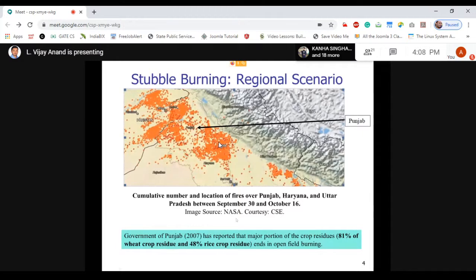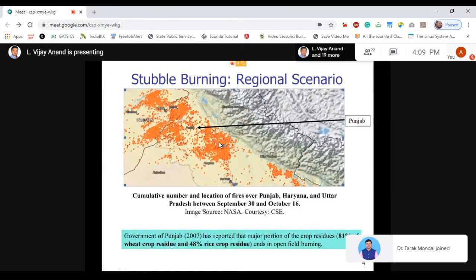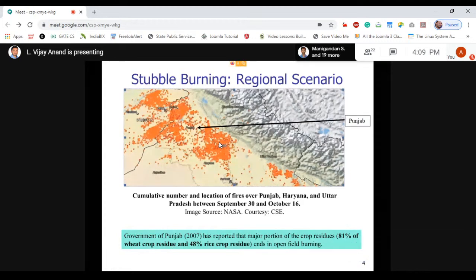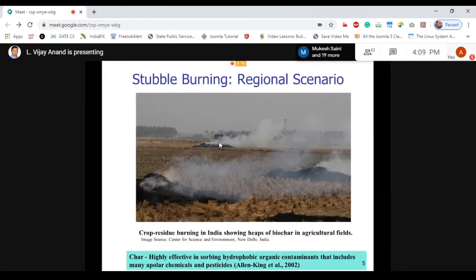If you look at the scenario of Punjab, a major portion of this crop residue comes from wheat crop residue. About 81% of wheat crop residues are being burned, and 48% of rice crop residues are being burned in the open fields. Here is a picture of the heaps of biochar lying in the agricultural fields after the crop burning process. These are millions of kilograms of biochar lying in the agricultural fields.